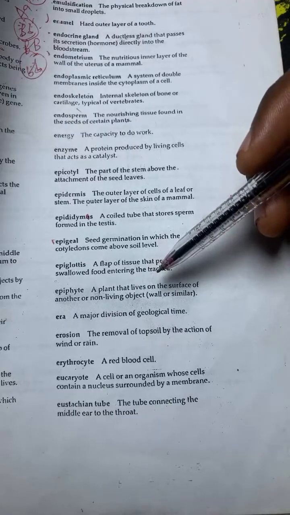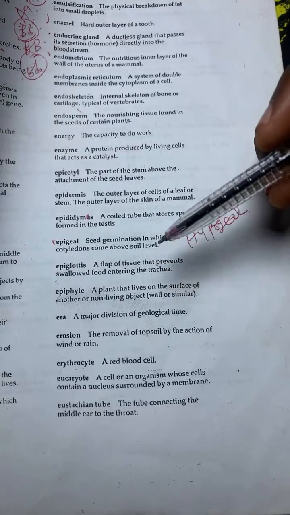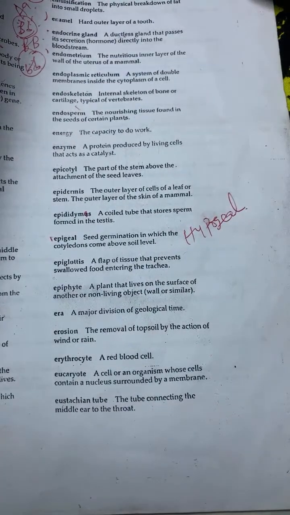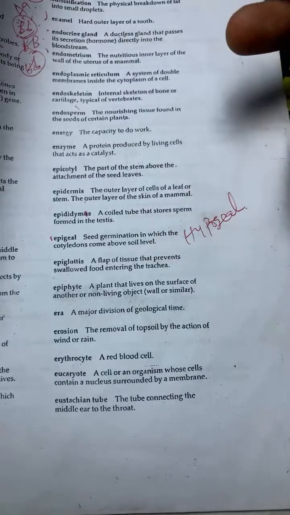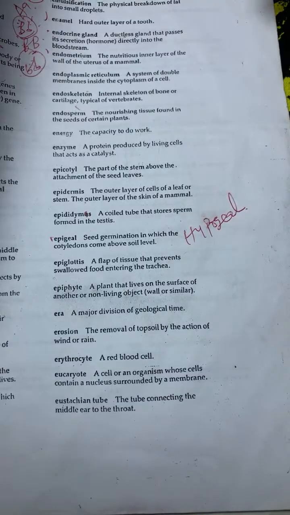We have epiphytes. Epiphytes are plants that live on the surface of another plant or non-living object, like plants that live on trees. Those plants that live on trees are called epiphytic plants. We also have plants that live on walls, like some algae. They are called epiphytic plants.